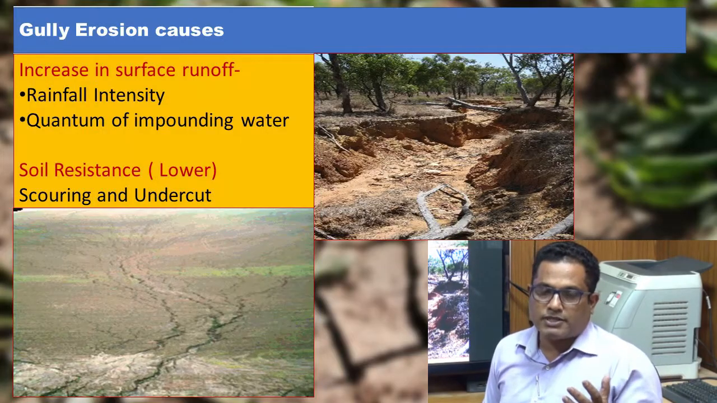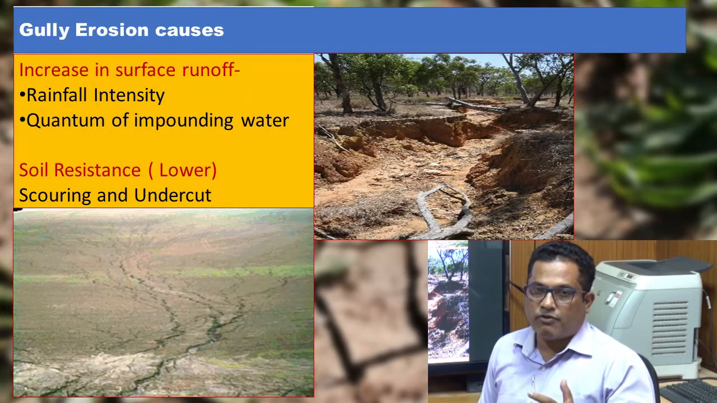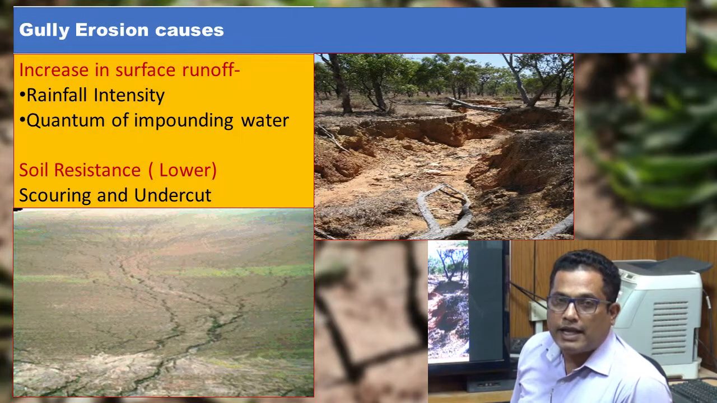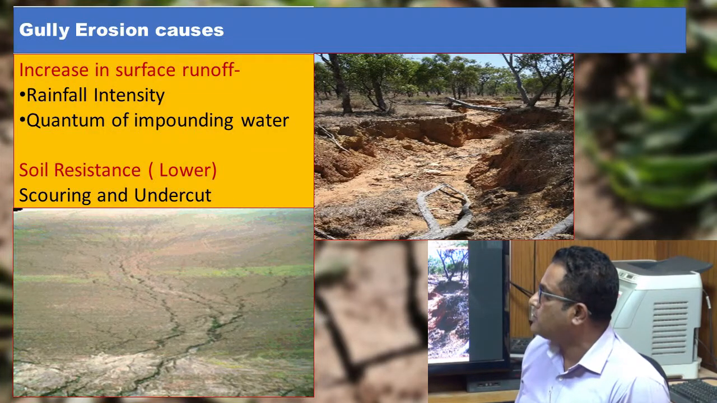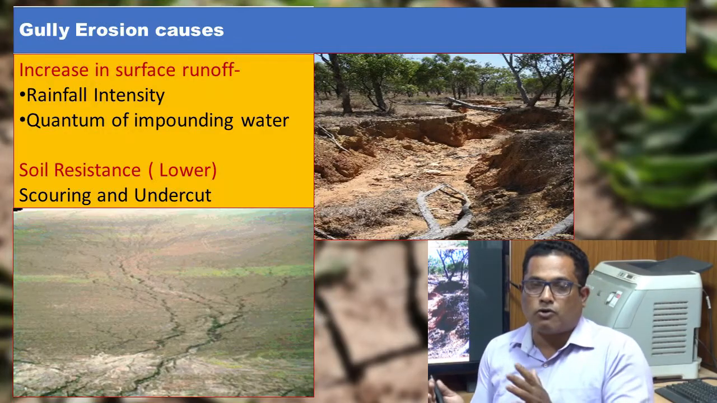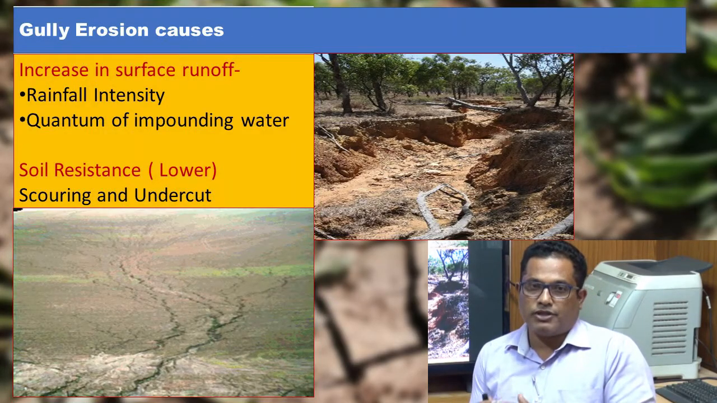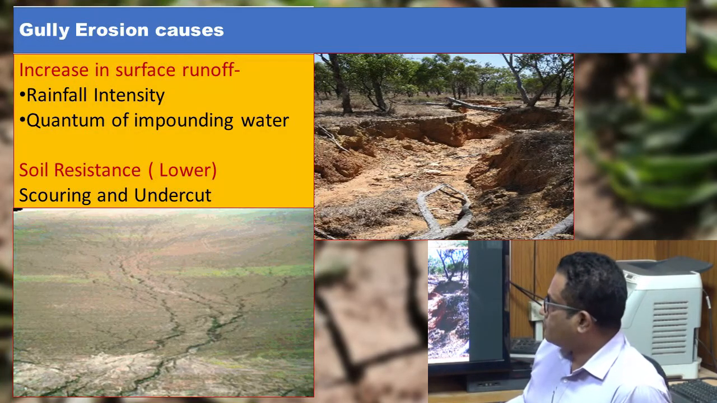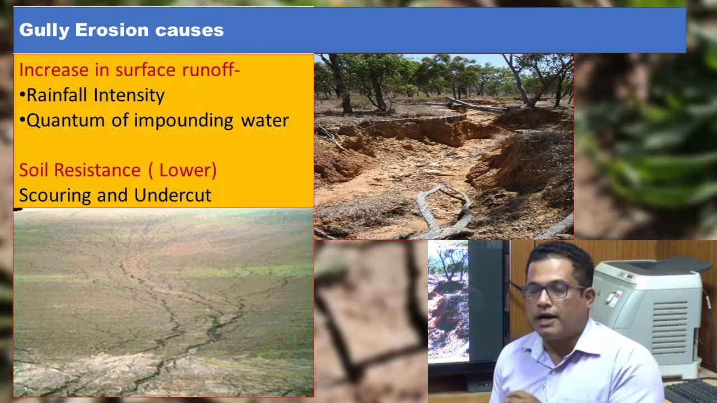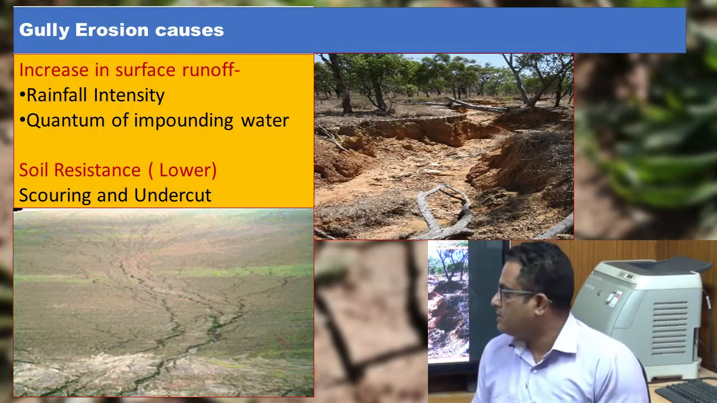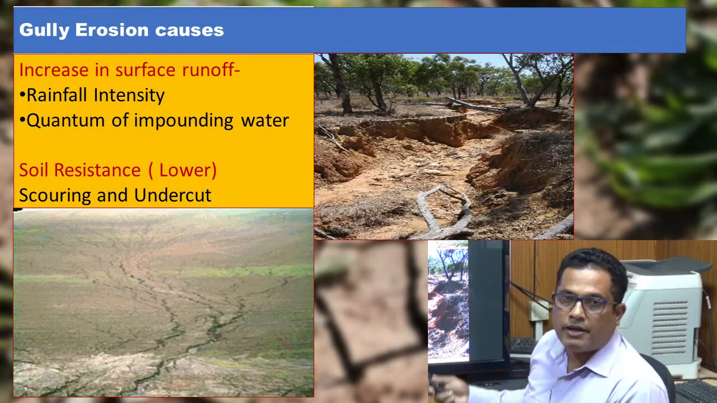The second reason is the lower resistance, because this is a function of soil. There are some soils which permit more erosion, offering less resistance to the flow of runoff. In other words, if the soil particles are not properly bound with each other, adhering to each other, then the soil is more susceptible to erosion. As a result, there would be undercutting and scouring of soil, from the top surface as well as beneath the surface, eating away the soil.